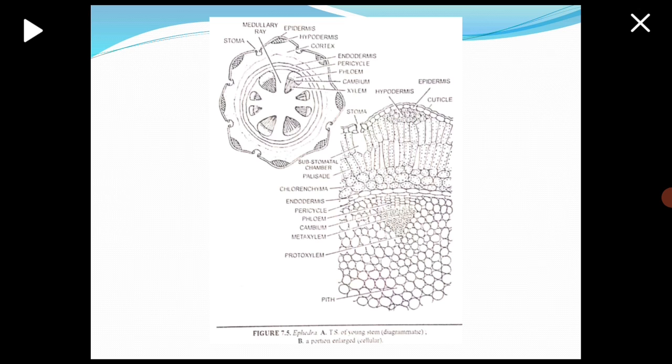Next, the internal structure of the stem. A transverse section of the stem, or the primary structure of the stem without secondary growth. The outline of the section is irregular due to the presence of ridges and furrows.